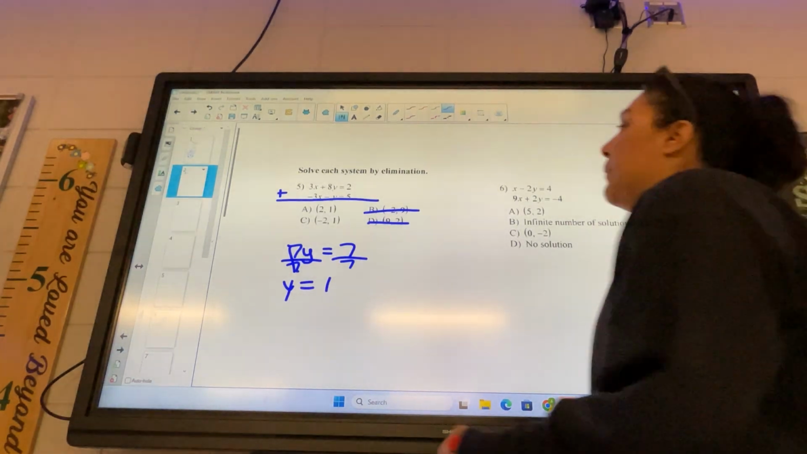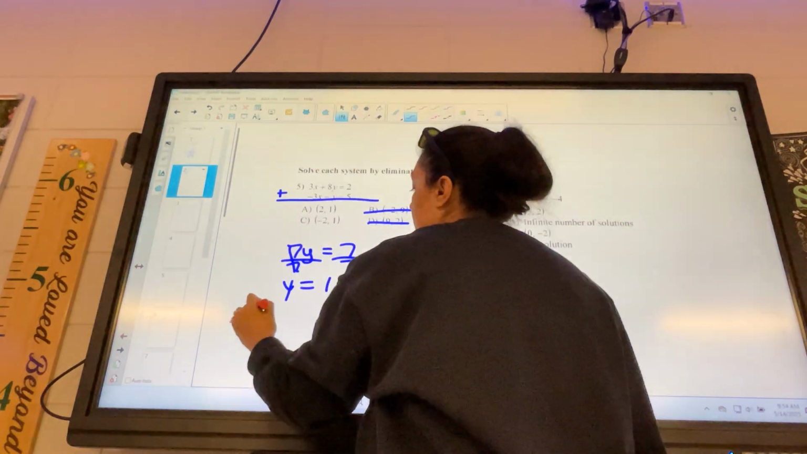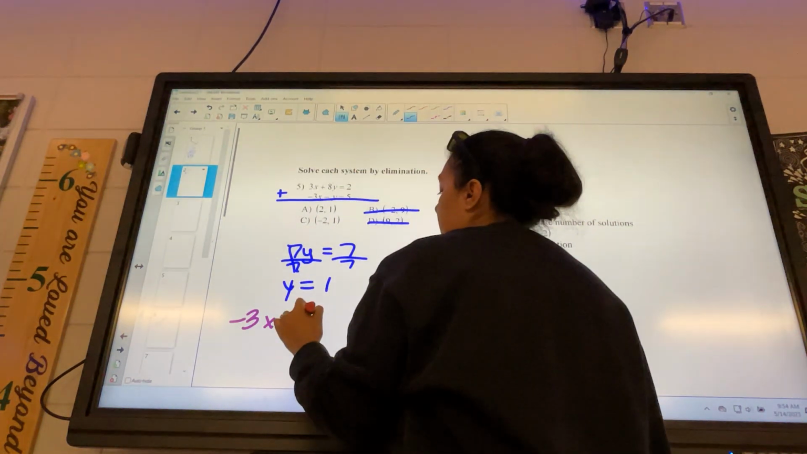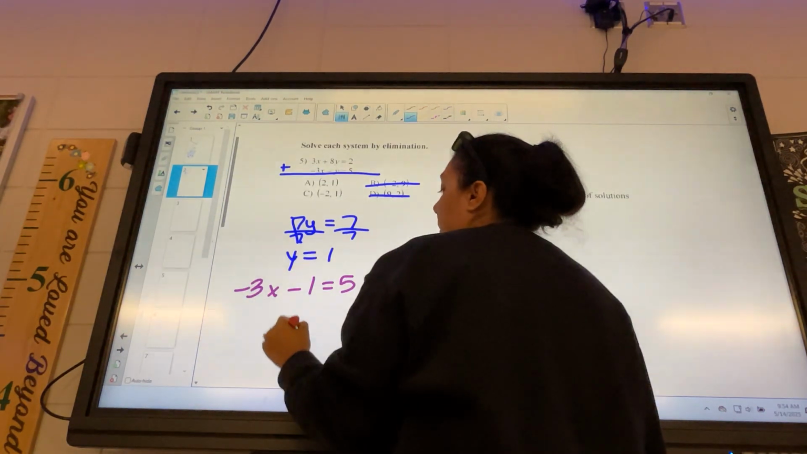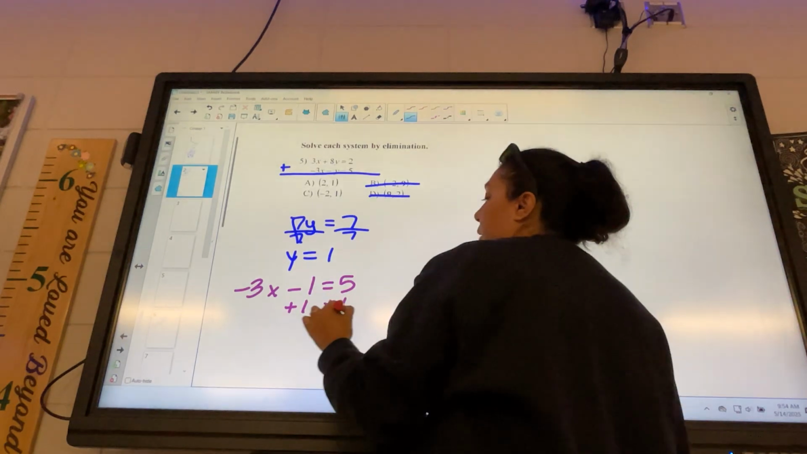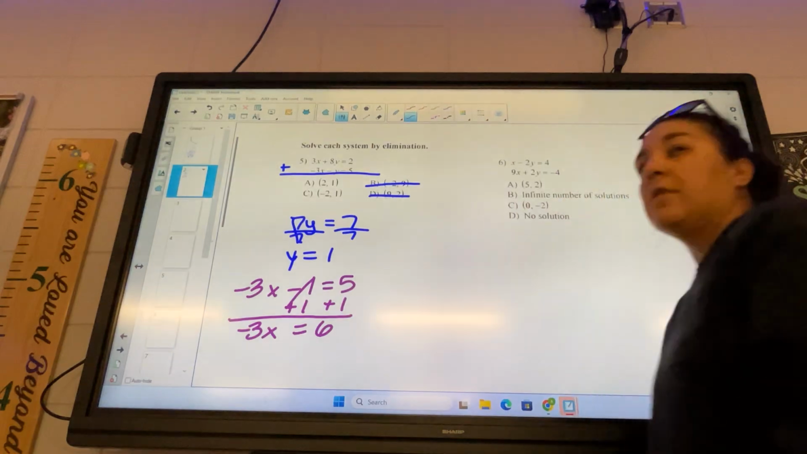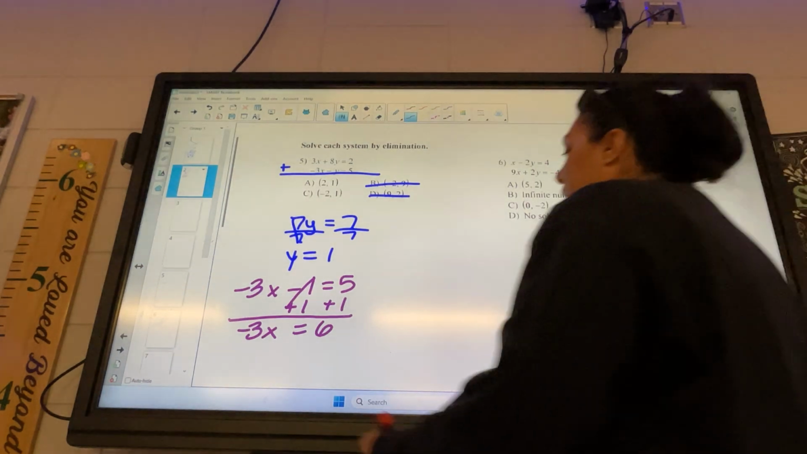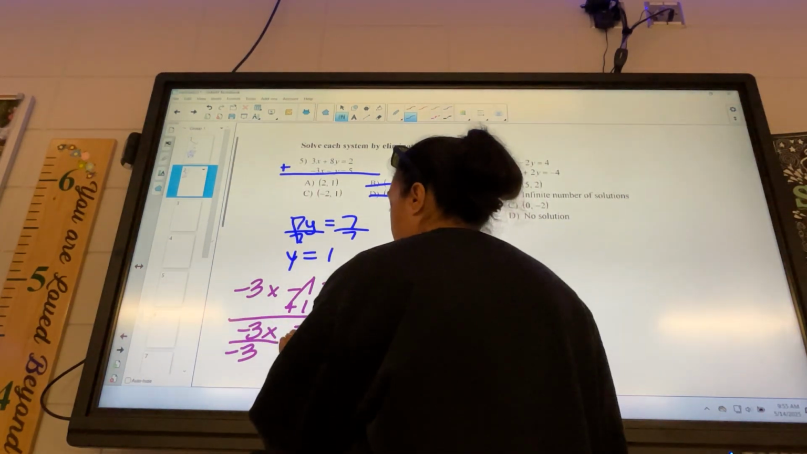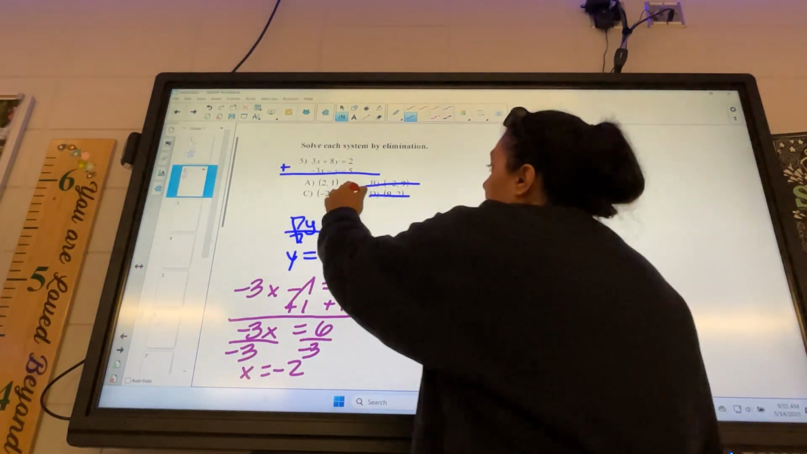Okay, I'm going to solve it, so it's going to look like I'm using the bottom. You can use any one. 3x minus, and instead of y, I'm putting a 1 equals 5. Okay, we're going to add 1 to both sides, and so I got negative 3x equals 6. And then what? Divide negative 3 by 6. We get x equals negative 2. C. It is C.